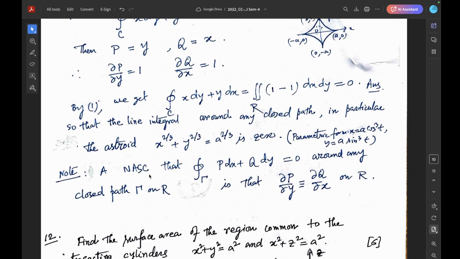Note that a necessary and sufficient condition for the closed integration over gamma of P dx plus Q dy to equal 0 around any closed path gamma on R is that del y P is identically equal to del x Q on R. So this closed integration is 0 when del y P is identically equal to del x Q on R. If this result holds, then the integration is 0, and if this result holds, then the closed integration is equal to 0.